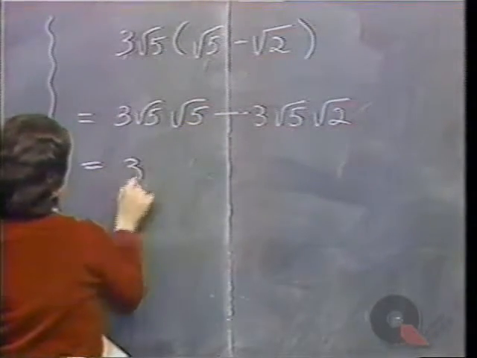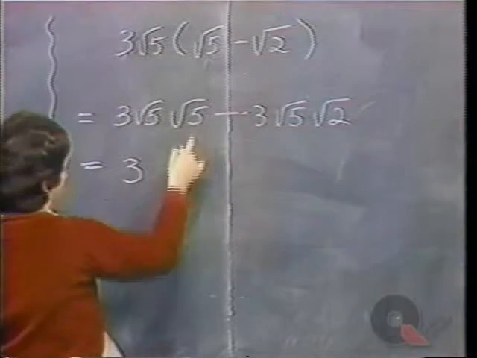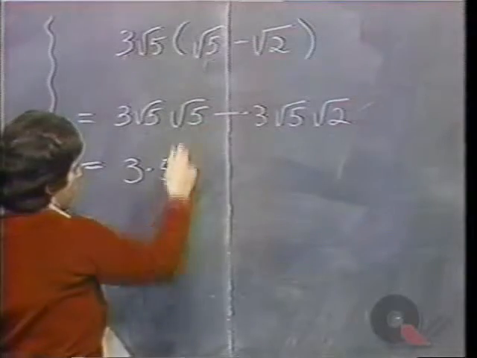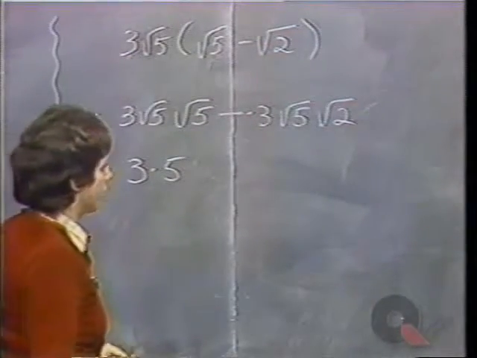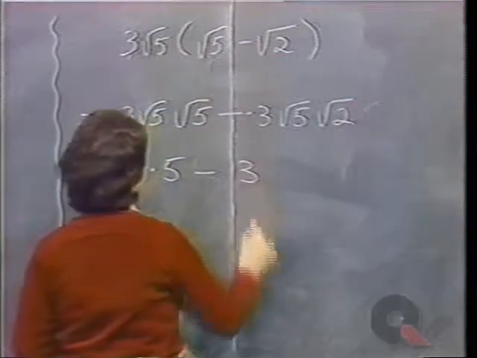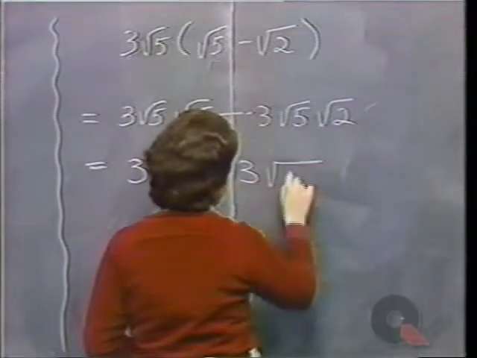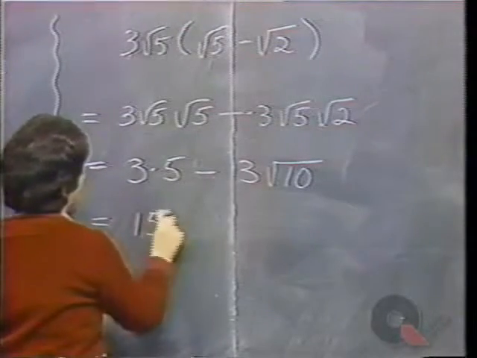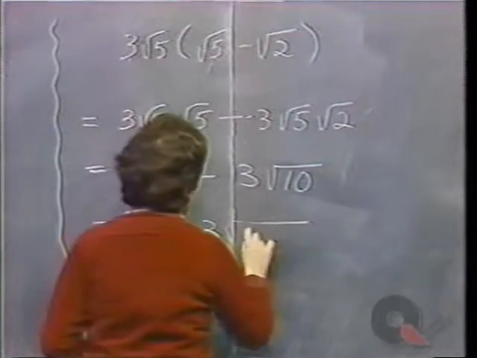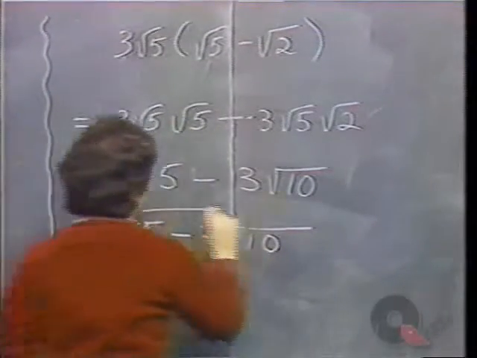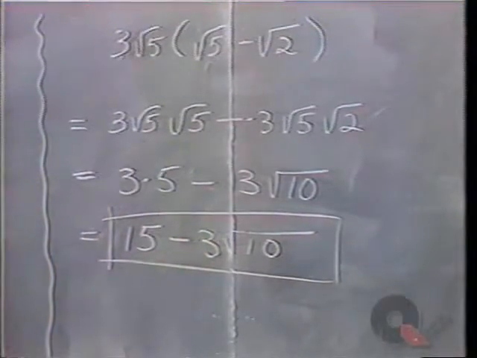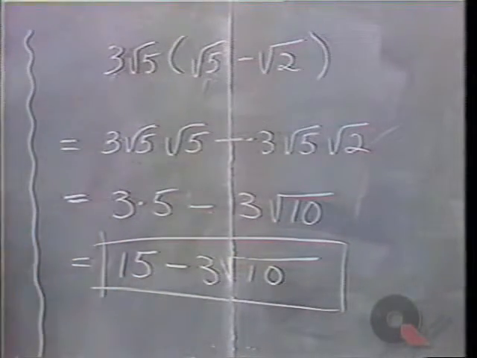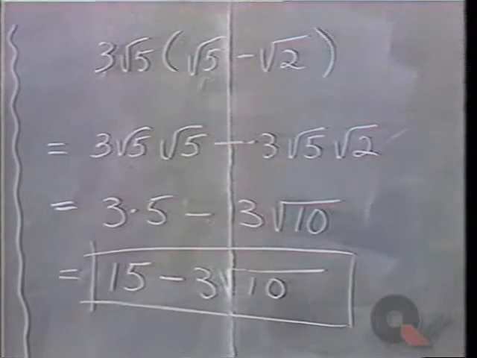This gives us 3 times, now the square root of 5 times the square root of 5, of course, is just 5. We're taking the square root of a number times the square root of the same number. We just get the number without the radical sign, minus 3 times the square root of 5 times the square root of 2. That's the square root of 10. So we get a final answer of 15 minus 3 times the square root of 10. And this is as far as we go on this.